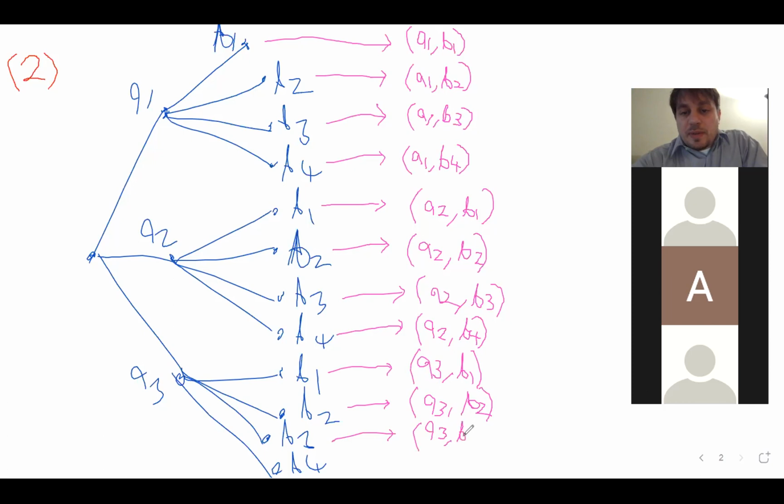That's a B3 there. Yeah, that's a 3. And then the last one is A3, B4. Okay, so these are all 12 ordered pairs that represent all the ways to first choose an element in set A and then choose an element in set B.